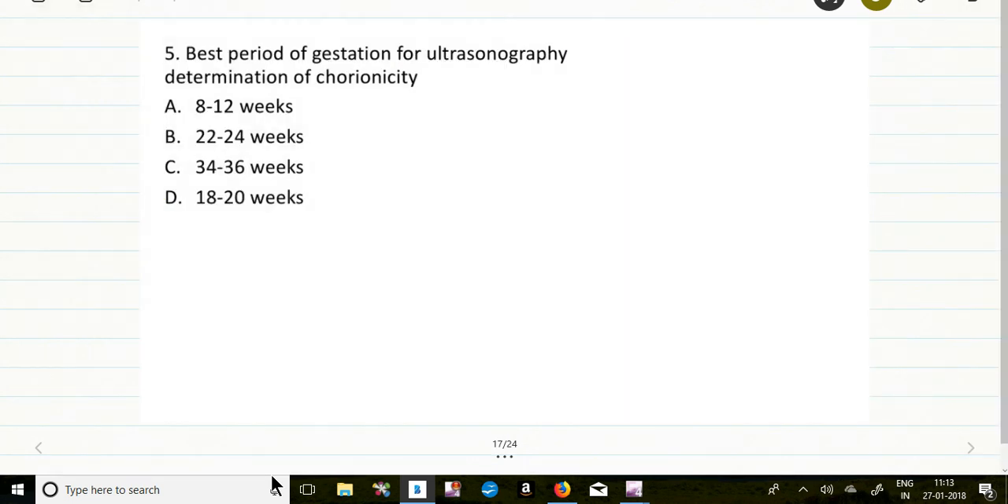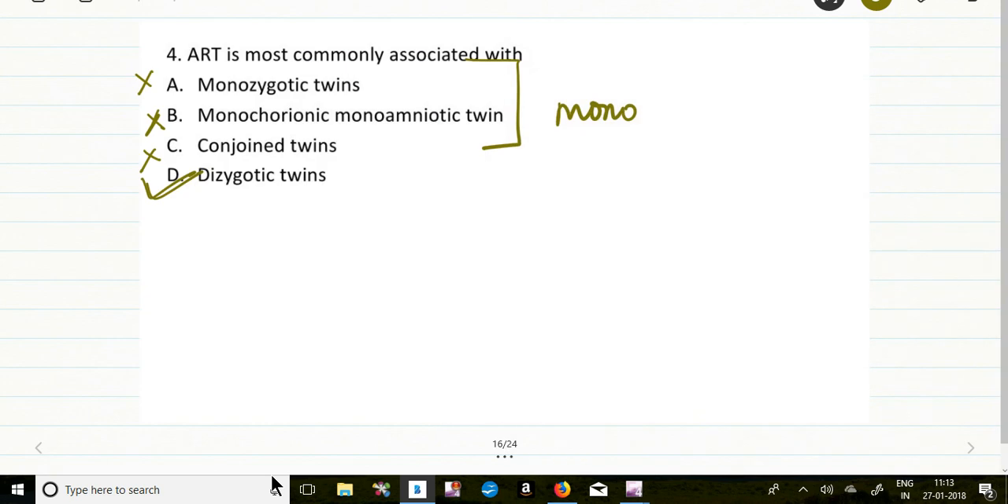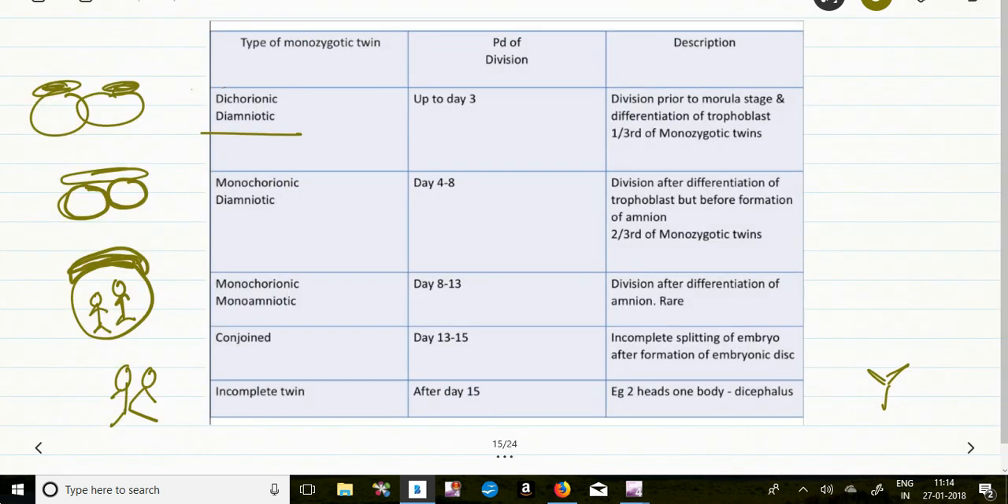Now coming to the next question. Again, the question is on twins. Best period of gestation for ultrasonography determination of chorionicity. Now, if you see this table, dichorionic diamniotic and monochorionic monoamniotic on ultrasonography look similar and are difficult to differentiate.